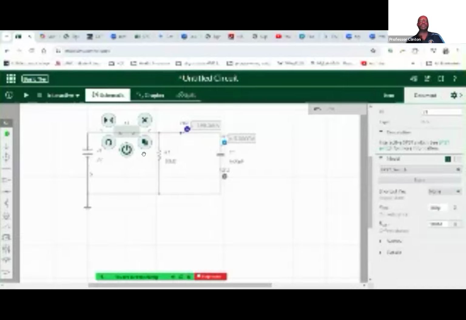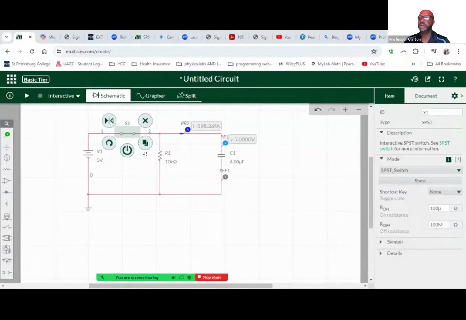Good day, class. Today's topic is the RC time constant, and the acronym RC means resistor capacitor time constant. What we're going to be doing is charging a capacitor using a power source that you can see here on my screen, hopefully. We're going to let this run for just a second, and then we're going to discharge it.